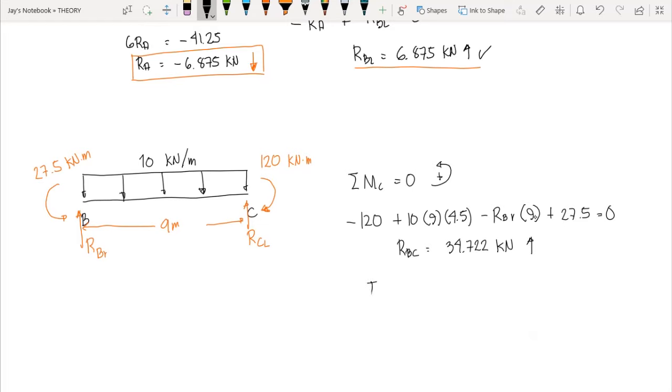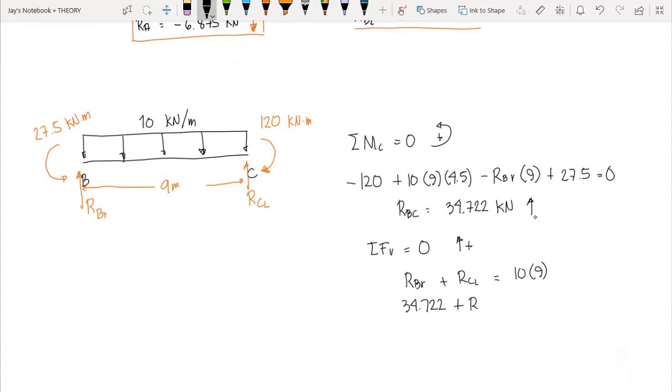Now, for RCL, we can sum up the vertical forces equal to 0. Upward forces are positive. Then we have RBR plus RCL equal to 10 times 9. So we have RBR, which is 34.722, plus RCL equals 90. Therefore, the value of RCL here is equal to 55.278, and this turns out to be positive. Therefore, we have the correct assumption that RCL is going up.